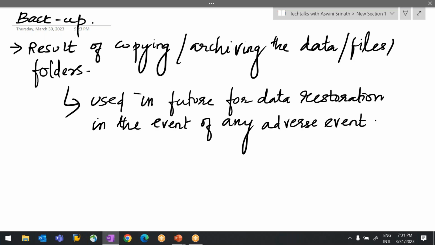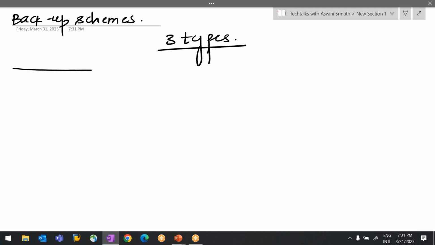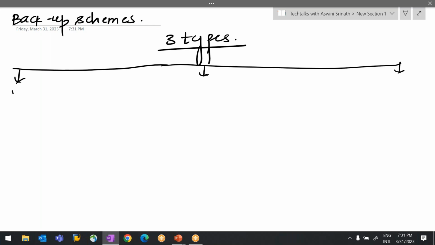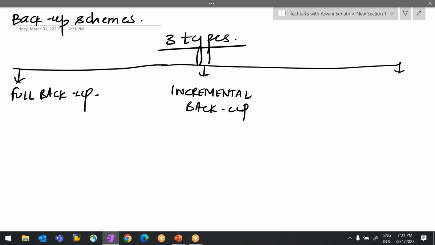So under backup, you have three backup schemes. What are those three backup schemes? One is called full backup. The second one is called incremental backup. The third one is called differential backup.